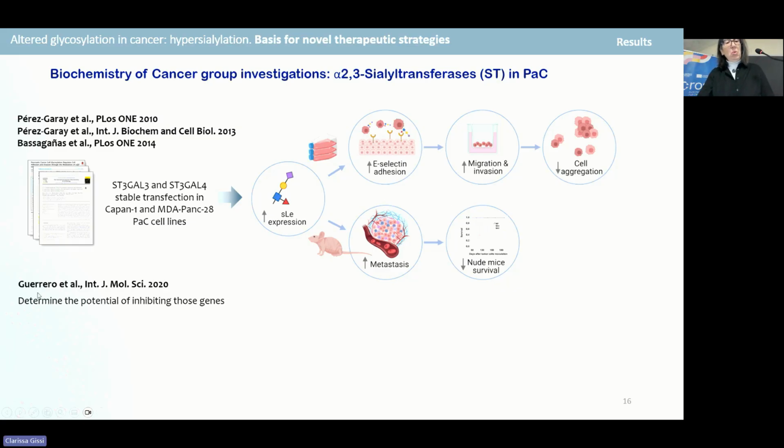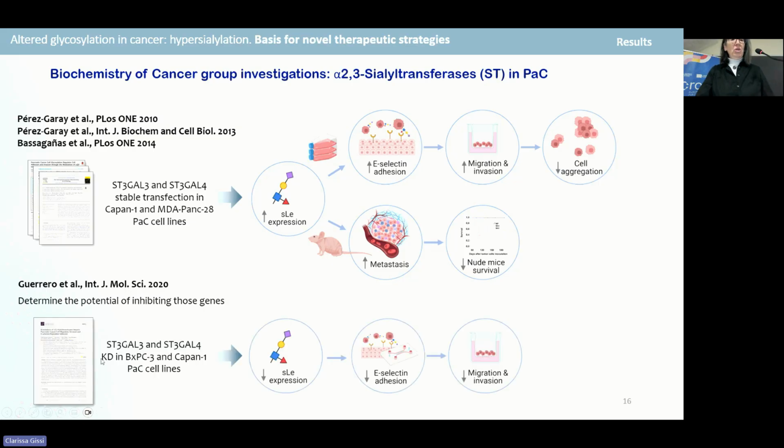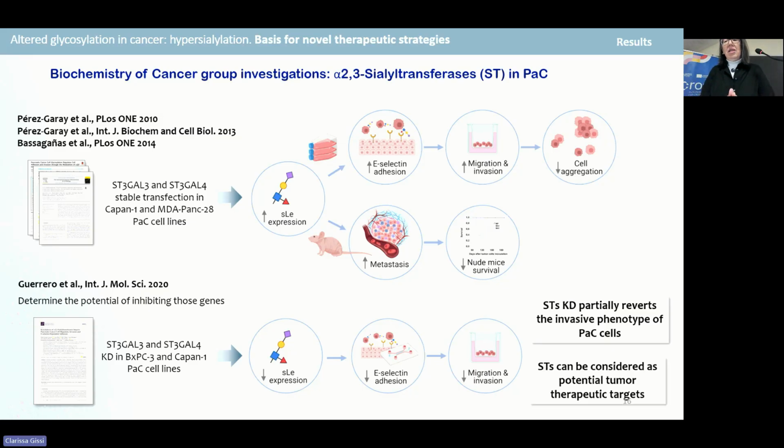Later on, what we decided was to determine the potential of inhibiting those genes, and we did that by knocking down these genes also in pancreatic cancer cell lines, and really the knocking down confirmed the reduced expression of sialyl-Lewis X, the reduced E-selectin adhesion, and the reduced migration and invasion. So we could revert this invasive phenotype of pancreatic cancer cells. So we could establish that these sialyltransferases could be considered as potential tumor therapeutic targets.